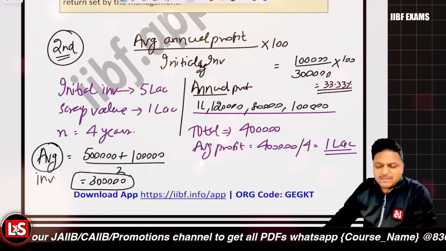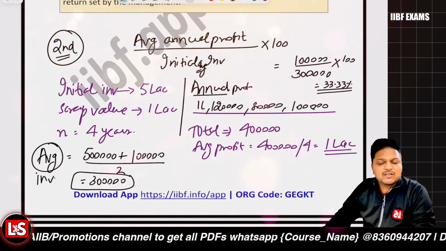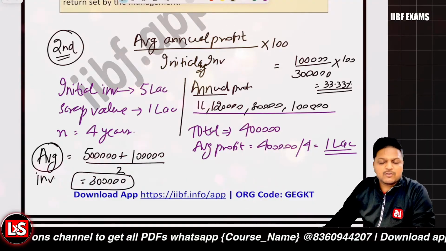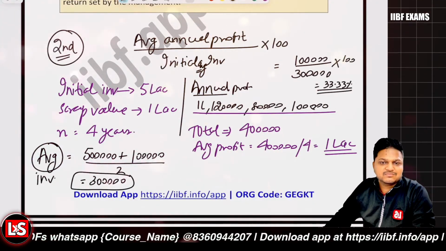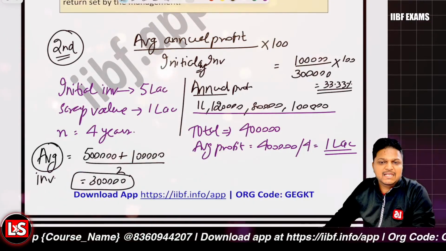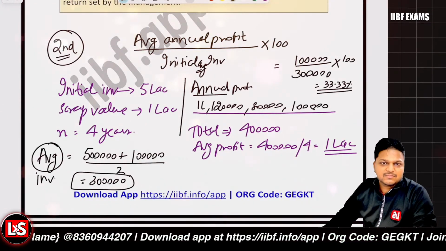And how is the decision made? If the average rate of return is greater than or equal to the required rate of return, then undertake the project, otherwise leave the project. Otherwise leave the project, right?